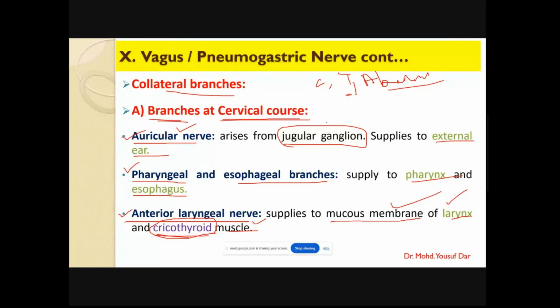So these are the branches of the vagus nerve during the cervical course. So when it runs along the neck region, through a sheath, that is the carotid sheath, तो वहां से जब होके आता है तो the auricular nerve supplies the external ear. Then we have pharyngeal and esophageal branches, which are supplied to the pharynx and esophagus, and the anterior laryngeal nerve that supplies the larynx plus cricothyroid muscle.